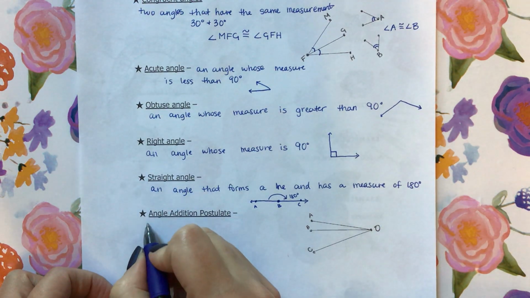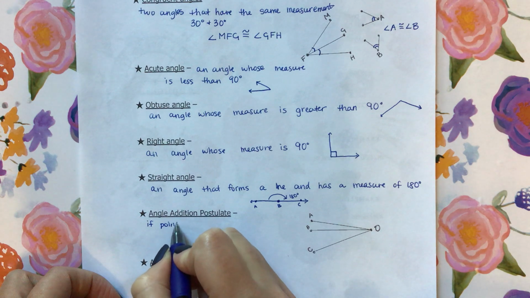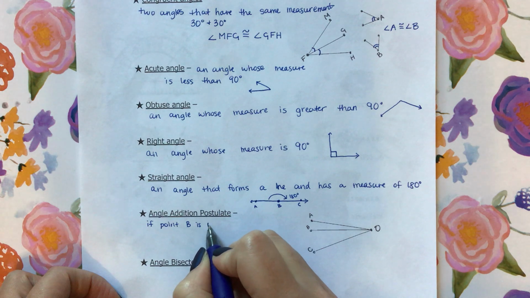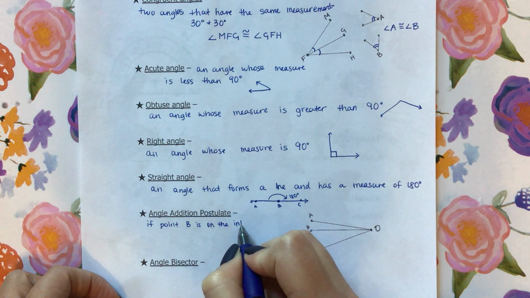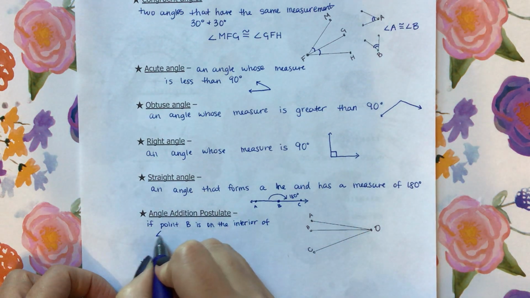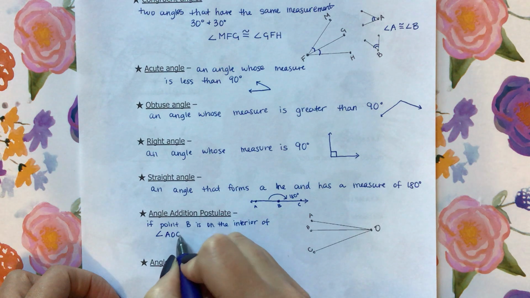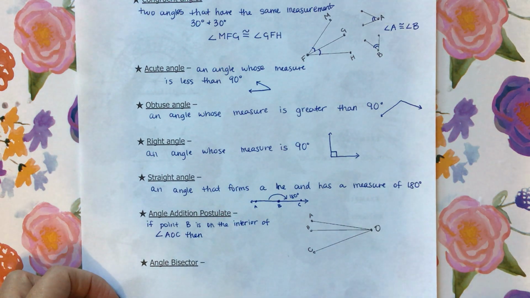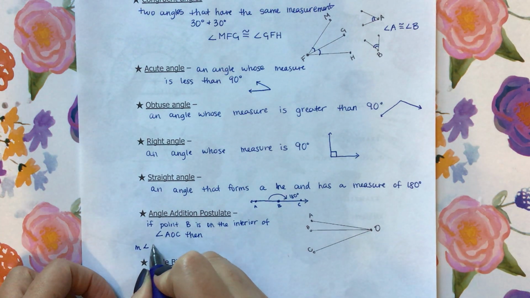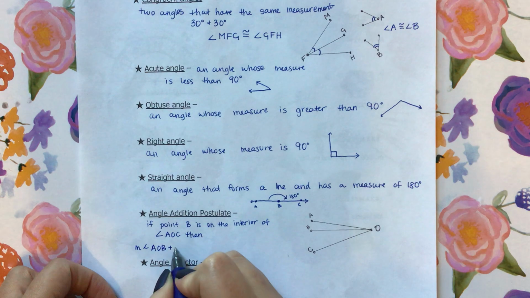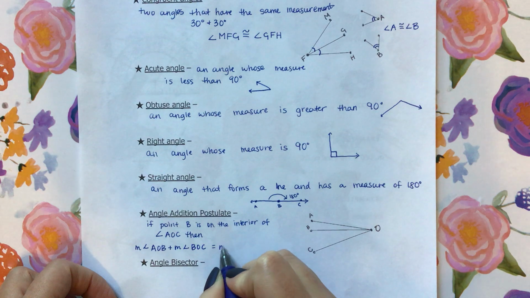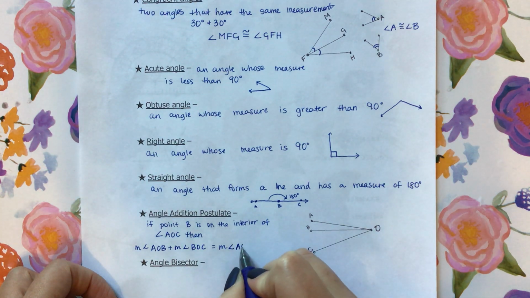So if point B is on the interior of angle AOC, then the measure of angle AOB plus the measure of angle BOC is equal to the measure of angle AOC.